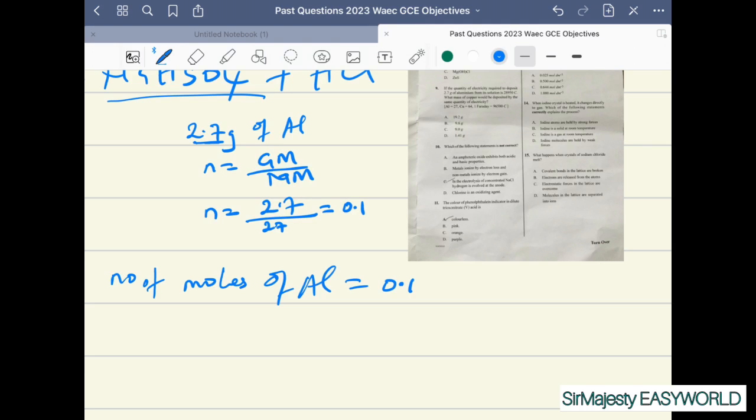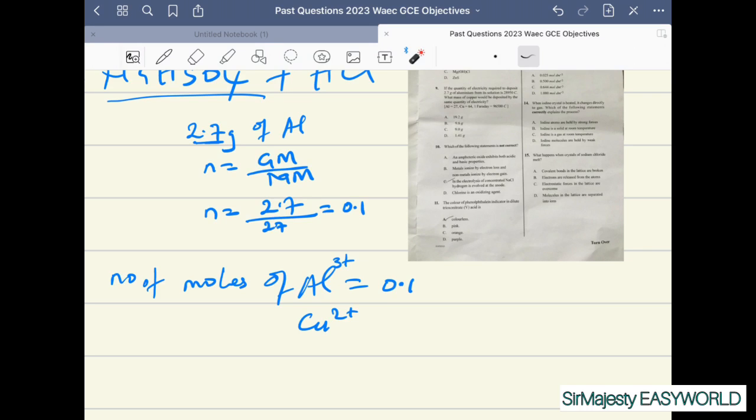Remember, the second law says that when the same quantity of electricity is passed through different electrolytes connected in series, the number of moles, not the mass, the number of moles of the elements discharged is inversely proportional to the charges present on the ion, which means this is Al3+. They are now asking us the one present in Cu2+. First of all, for you to get the one present in this Cu2+, you must get the one present in +1. You must go back.